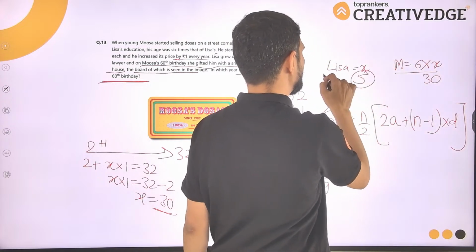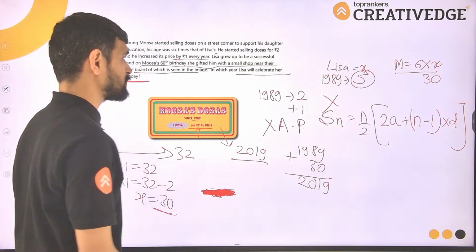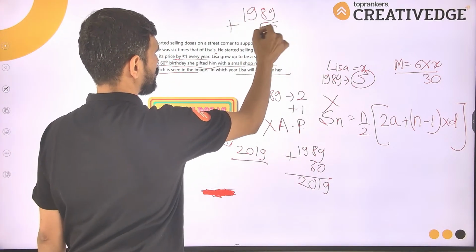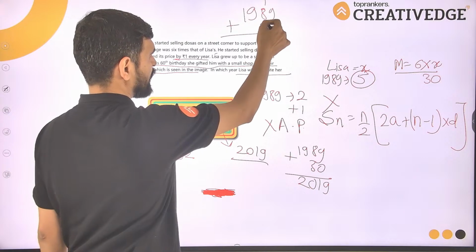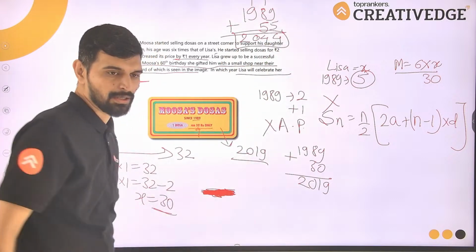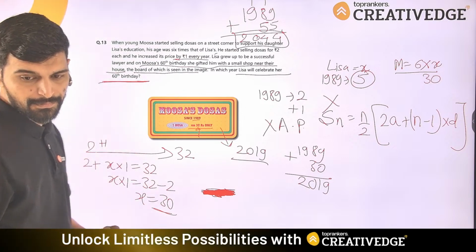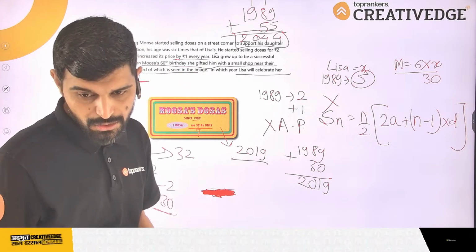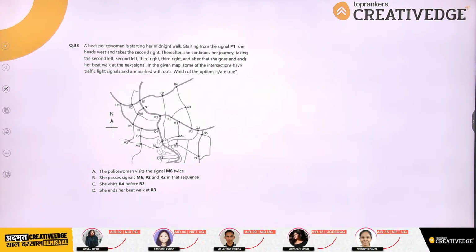तो लीसा का एज 1989 में 5 years था. तो 55 years 1989 में आप ऐड कर दीजिए. That will be the year. And 1989 plus 55. 9 plus 5, 14. 2044 will be the year when Lisa will celebrate her 60th birthday. All right, people. 2069 is not correct. Preksha, it has to be 2044. ठीक है? Next one.